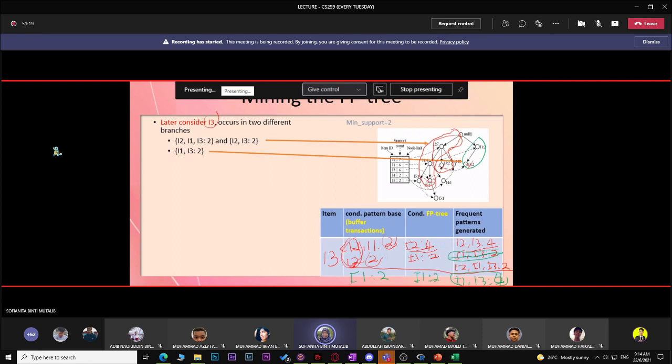Boleh faham? Boleh refer. Ada soalan di sini? I2 dengan I1 tu dia tambah mana? Yang mana? Frequent pattern generated ni. Itu. I2, I1, ni? I3. Sebab kat sini kita ada conditions of I1 juga. Ni, nampak ni? Nampak. Kan?